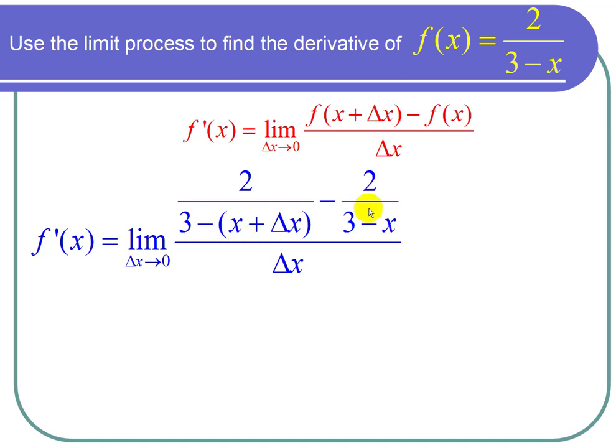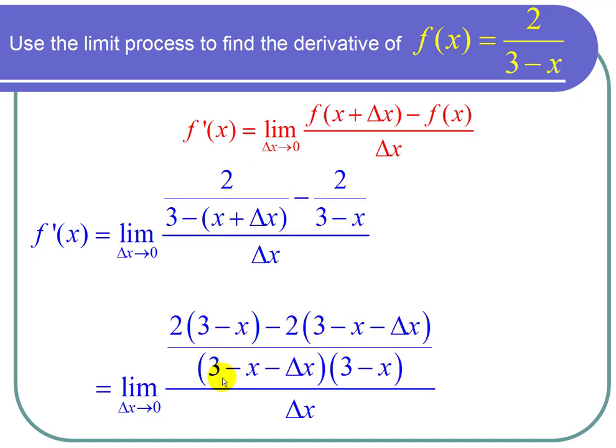Notice I multiplied the minus sign through, times 3 minus x. So this 2 needed to be multiplied by 3 minus x, and this 2 needed to be multiplied by 3 minus x minus delta x. So now let's simplify further.